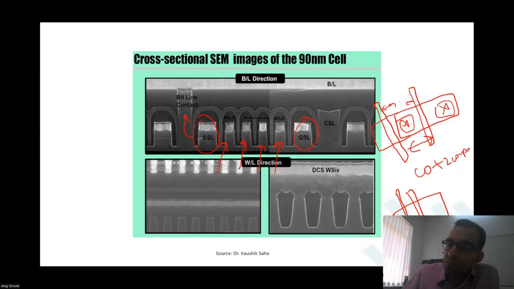You just need... Because sir, you also mentioned in one slide the number of transistors per bit required in the NAND is more.